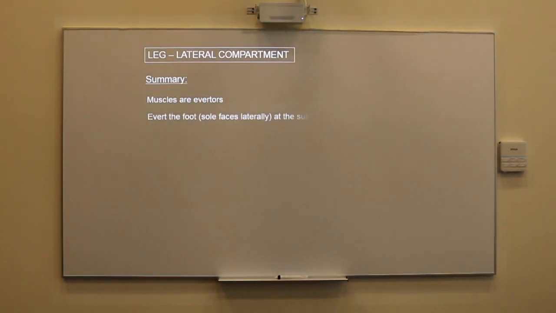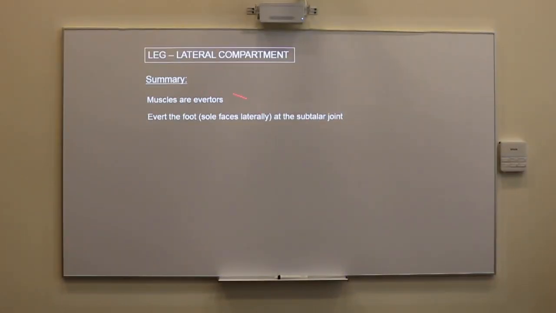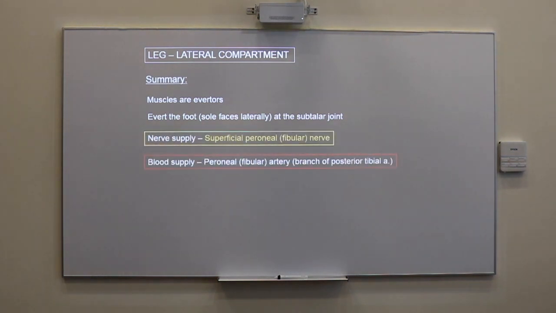Okay, then we have the lateral compartment, and we said that the muscles in the lateral compartment are mainly everters, and they evert the foot at the subtalar joint. The two muscles here are peroneus longus and peroneus brevis. The nerve supply is the superficial peroneal nerve. Mainly the peroneal artery is going to supply here, which is a branch of the posterior tibial, but it is not present inside the lateral compartment. It is not the content of the lateral compartment of the leg. It supplies that area, but it is not the content of that compartment.